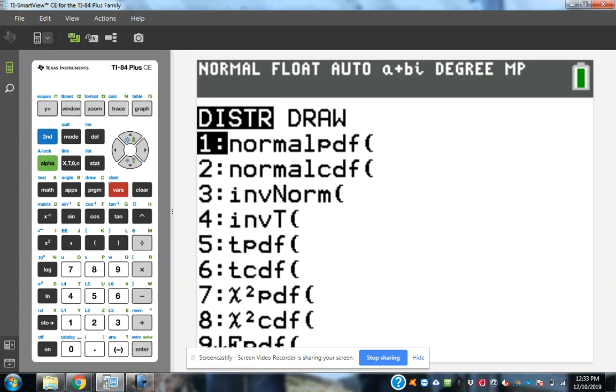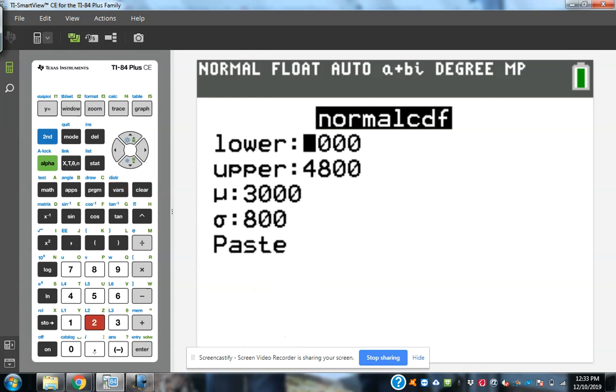What the CDF does is it adds up area between certain spots. So number 2 is what we're looking for. And the lower that we're looking for is the lowest number, 2,800. So I'm going to put 2,800 there. The upper, the high number, is 4,000. That weird looking symbol there is the Greek letter mu. It's the mean for the data, 3,000. And then sigma, we've already talked about, that's standard deviation. So those go there. And then we're going to hit enter.